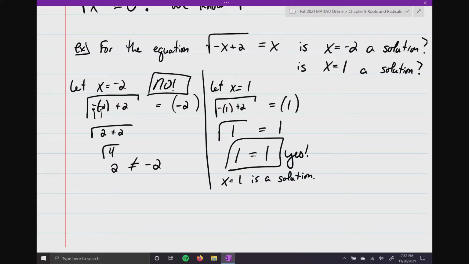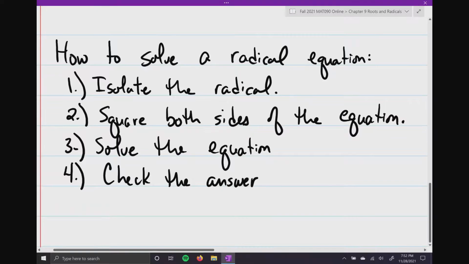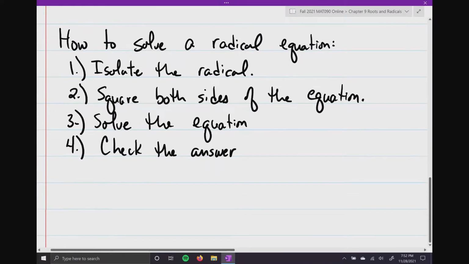So now the question becomes, okay, well, in this example, I gave you answers, right? I gave you x equals -2, and I gave you x equals 1. What if I don't give you anything? How do we solve a radical? Well, here are our steps right here. So go ahead and pause the video and write them down. When you're done writing them down, unpause it, because I'm going to go over it.